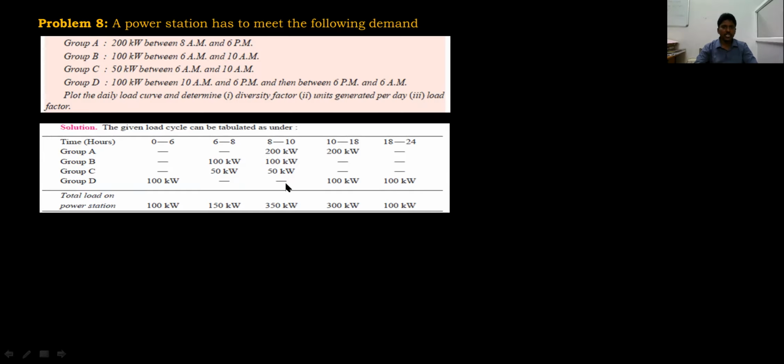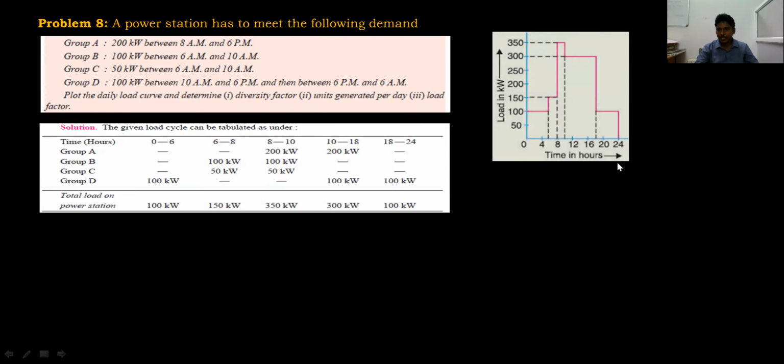In the same way, 8 to 10, we have 350, 10 to 18, 300, 18 to 24, 100 kilowatts. We need to draw here. He has asked us to draw a plot, a daily load curve. So if you have this information, you can easily draw load curve between time and kilowatt demand. Here time in hours 0 to 24 is given, as well as 0 to some kilowatts. We can draw the graph here.